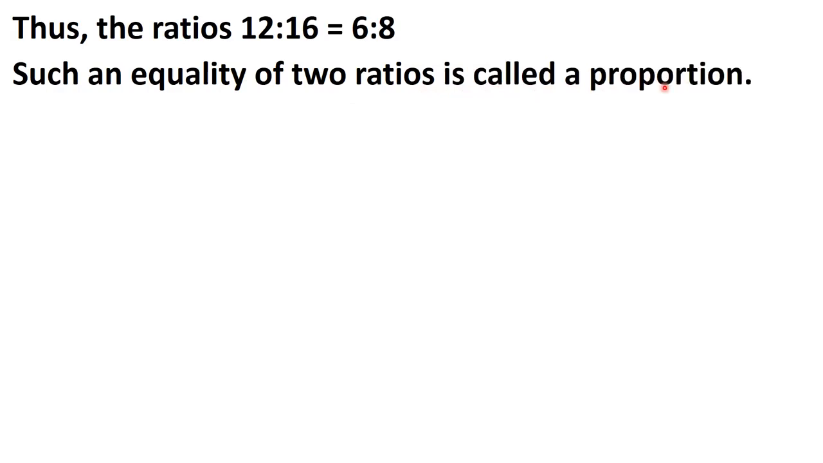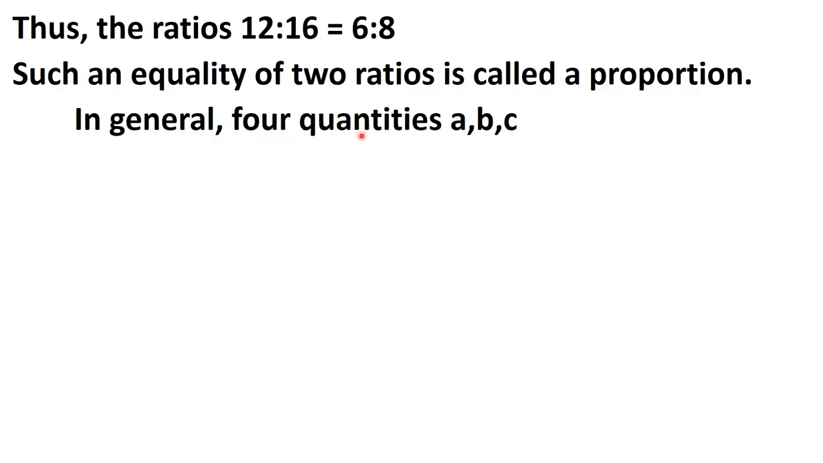In the first we are getting 12:16. In the second we are getting 6:8. But when we convert them into simplest form, we are getting 3:4 only. That means these two ratios are equal. 12:16 is equivalent to 6:8. And when two ratios are equal, they are said to be in proportion. This is called proportion.